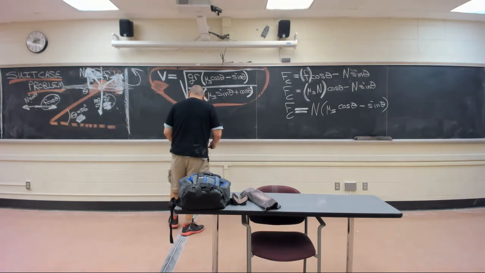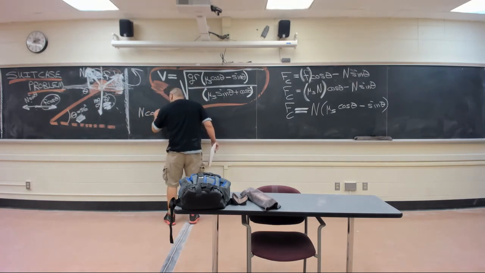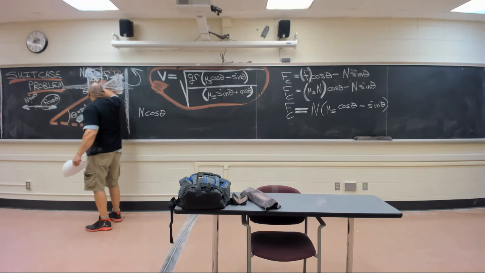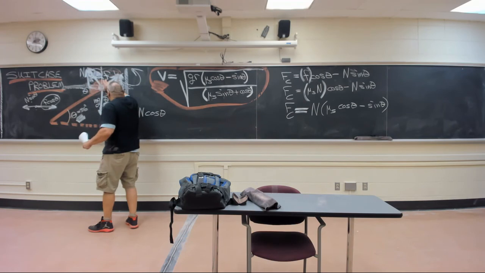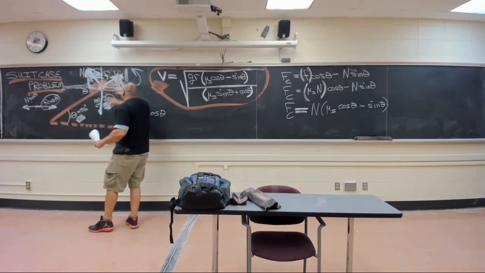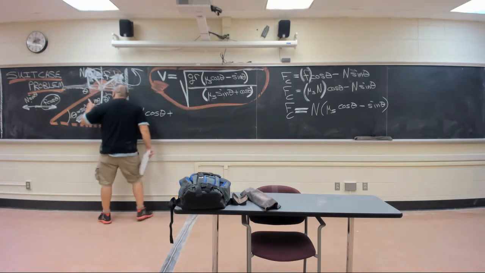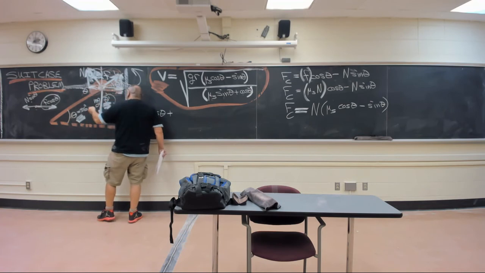So what does that mean? Let's make a long story short. N cosine theta is the upward component of the N, and F sine theta is the upward component of the F. I had no room to write the N, so I wrote it way up there. N cosine theta and F sine theta team up together on this one. Here they're fighting each other. That guy's fighting that way, the other guy's fighting this way.